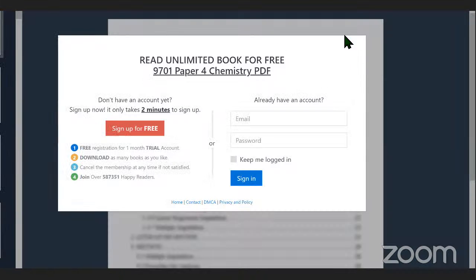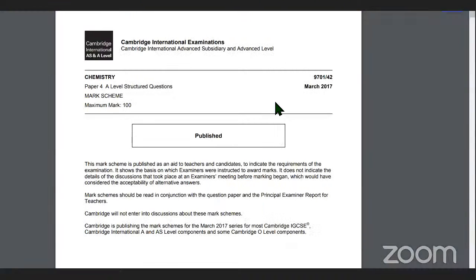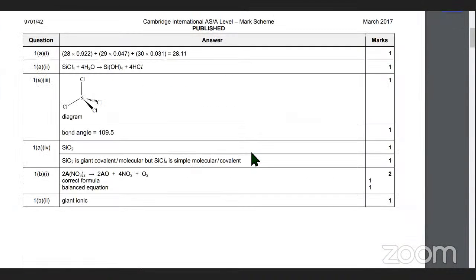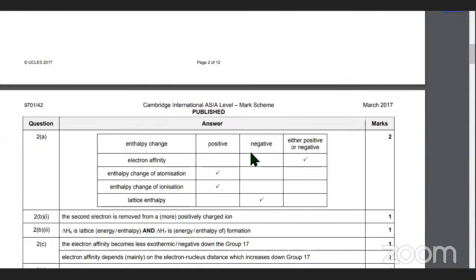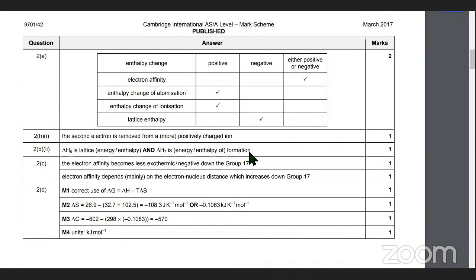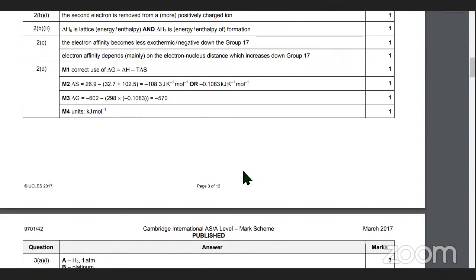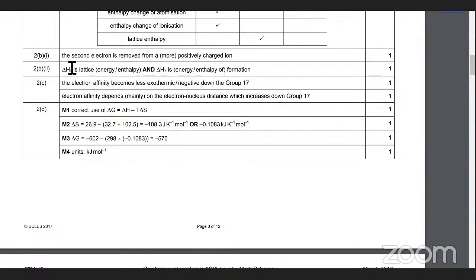Sir, yes. Can we say it's removed from a single pair electron instead of a double because of spin pair repulsion? No, not that. I mean, that's it. They were just saying that the second electron is removed from a more positively charged ion.